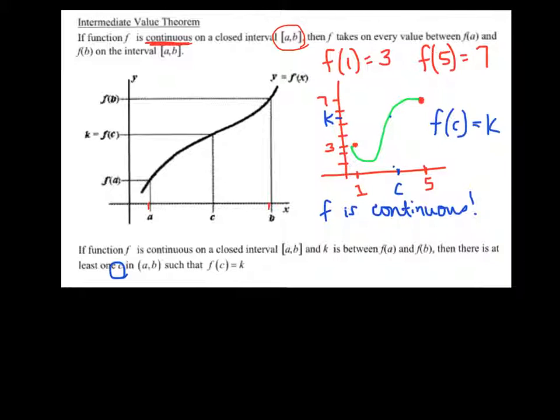You have to get from height 3 in this case to height 7, or f of a to f of b. And so you're going to have to hit every y value in between. All right, so that's the concept here. Now we're going to do a couple application problems to see how it's asked.